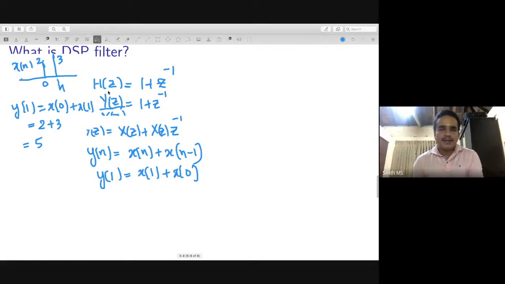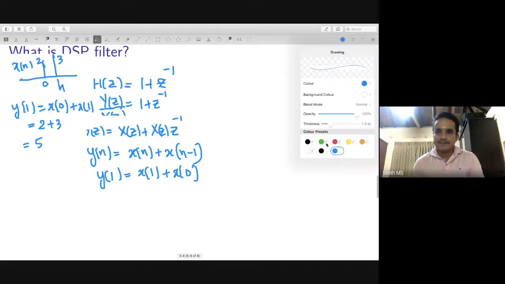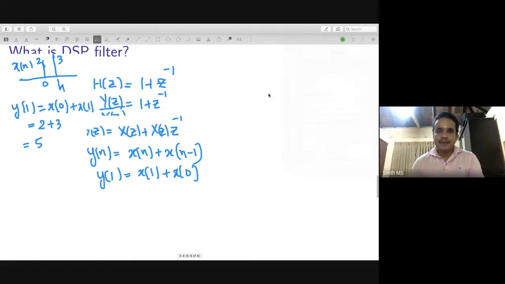So basically H(z) = 1 + z^-1 is the transfer function of a filter. Now what kind of filter is it? I think we have already seen this, but let us just once more see what it is.